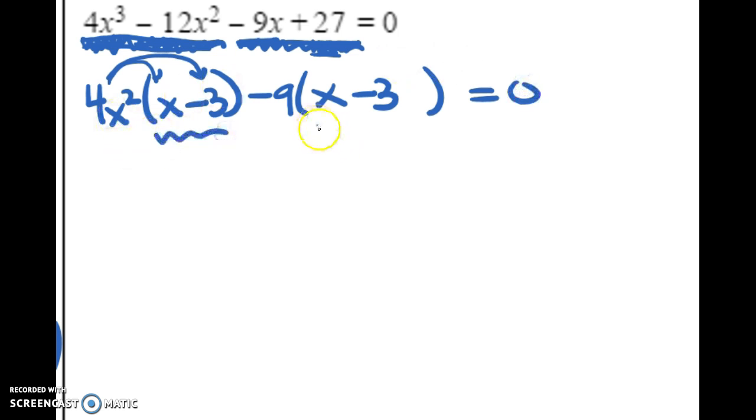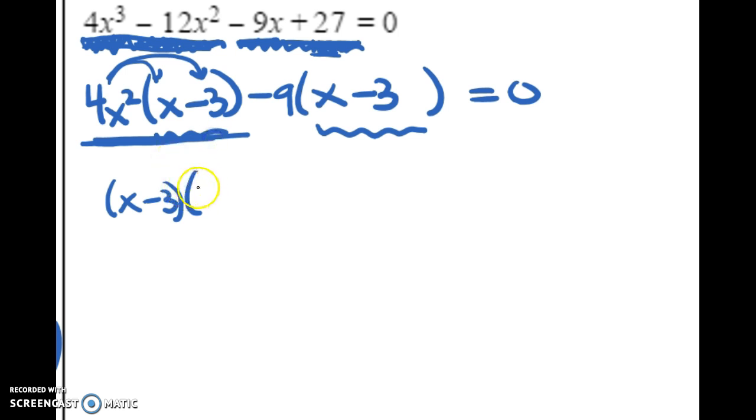These are identical. They weren't about to be, which is why I paused and freaked out for a second. Now they're identical. Great. So that's a common factor. I can put that out in front. And what's left behind? If I took this guy's x minus 3 away, I still have 4x squared. If I take this guy's x minus 3 away, I still have negative 9 equal to 0.